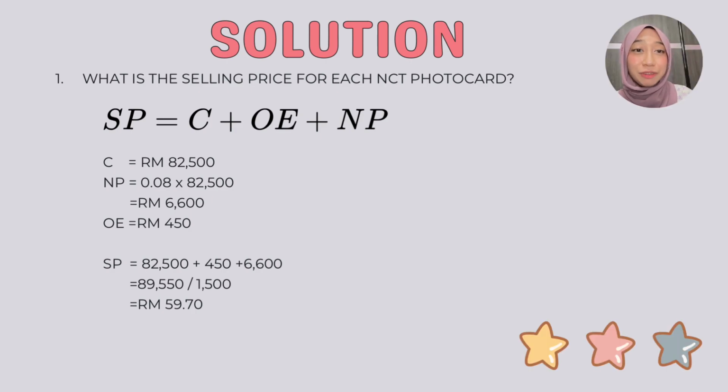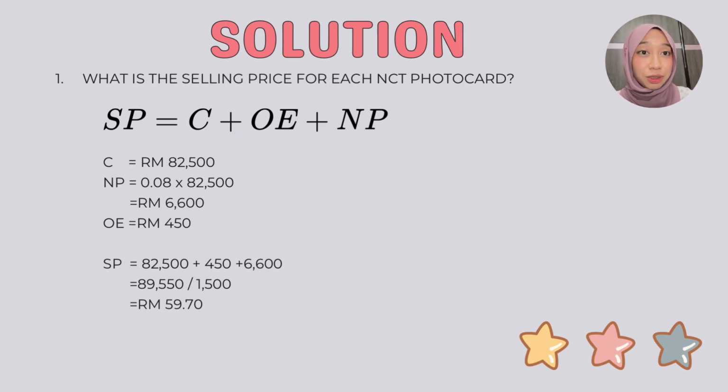So this is the solution for question 1. What is the selling price for each NCT photo card? The formula to find the selling price for the NCT photo card is C plus OE plus NP. So the cost of the photo cards is 82,500. And to calculate the net profit, we have to take 0.08, multiply it with 82,500, which equals 6,600. And the OE for this question is 450 ringgit.